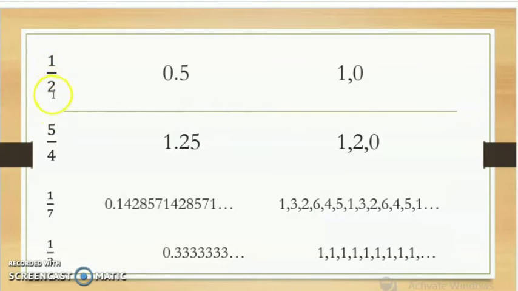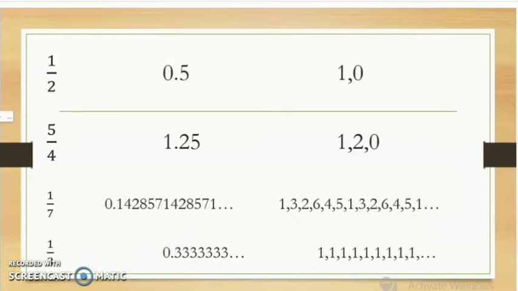So we saw 1 by 2, its decimal expansion was 0.5, and the remainders were 1 and 0. Then we saw 5 by 4, the decimal expansion was 1.25, and the remainders were 1, 2 and 0. Then we saw 1 by 7, which is 0.1428571, and the remainders were 1, 3, 2, 6, and so on.